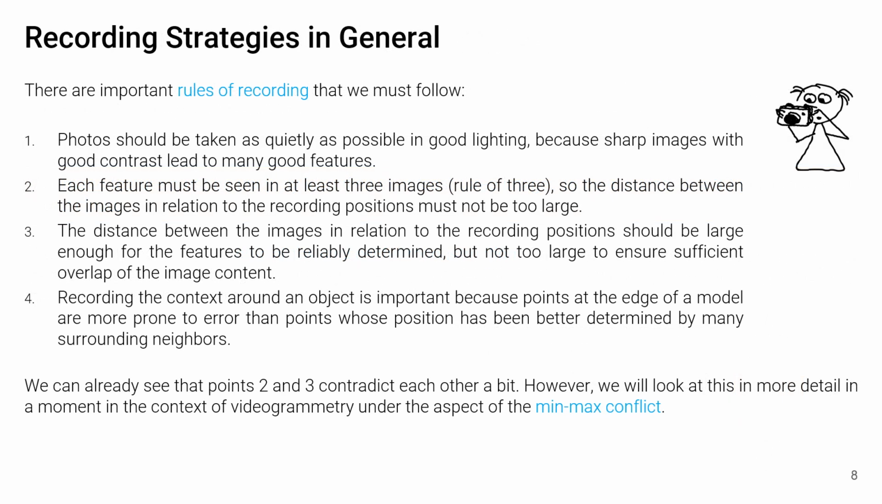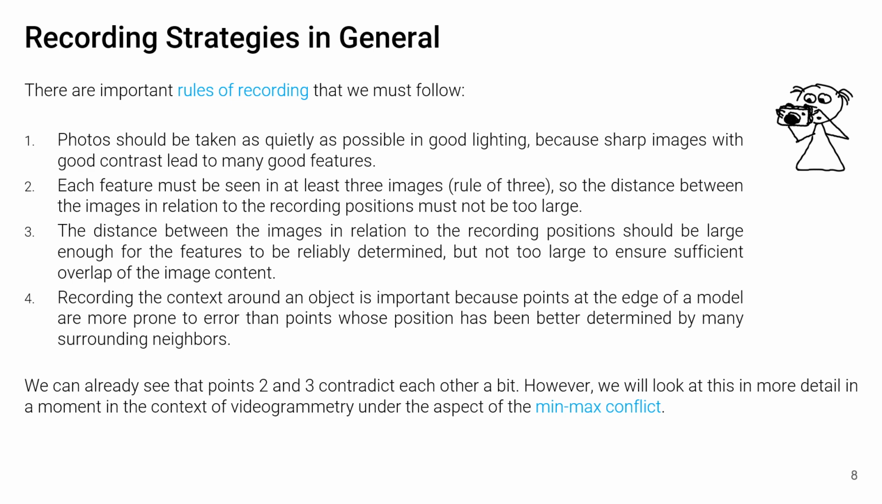Now a brief overview will be given on the general recording rules that are most likely to lead to a successful 3D reconstruction result. First, photos should be taken as quietly as possible in good lighting because sharp images with good contrast lead to many good features. Second, each feature must be seen in at least 3 images, rule of 3, so the distance between the images in relation to the recording positions must not be too large.